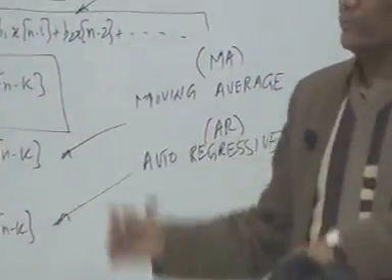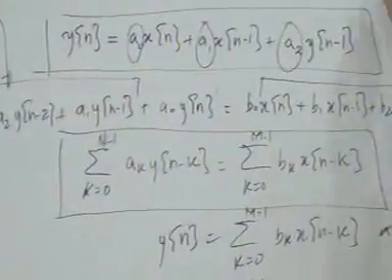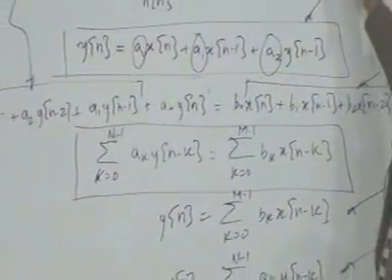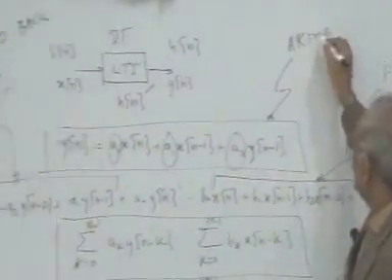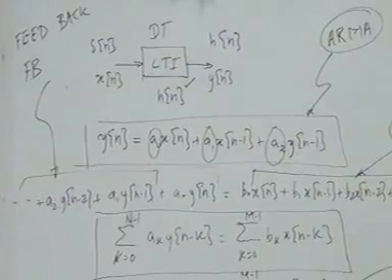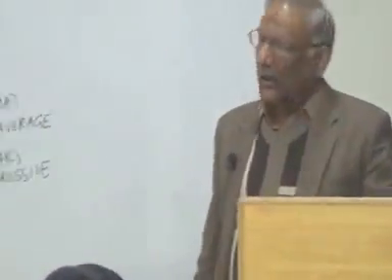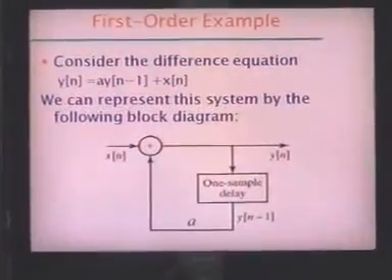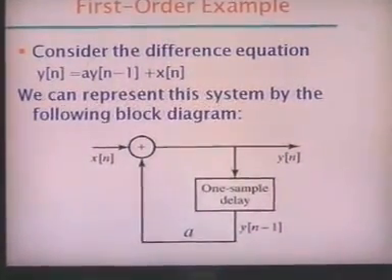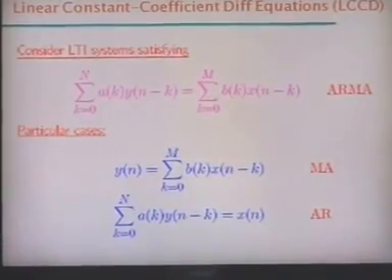And if you have a combination of feed forward and feedback terms, as in the example here, it would be a combination of autoregressive and moving average terms, and we call this an ARMA type of system. So three different situations. And based on these three situations, you will see that the properties of your system are going to change. Now the next thing is the order of the system. Now what is the order of the system?